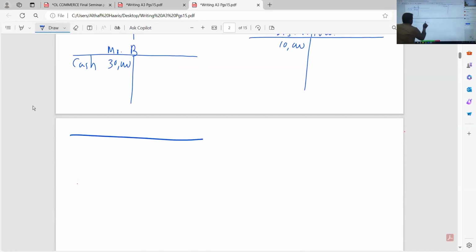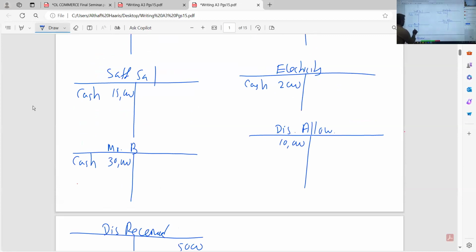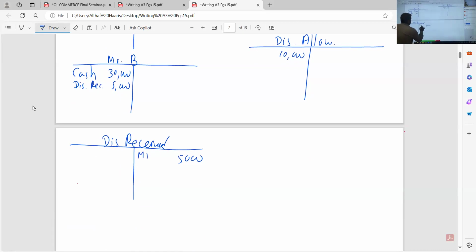So let me write it. Discount received, income. Incomes are credit. 5,000. Relevant creditor account 5,000. Here discount received. Here Mr. B.